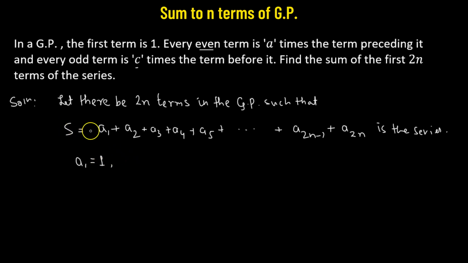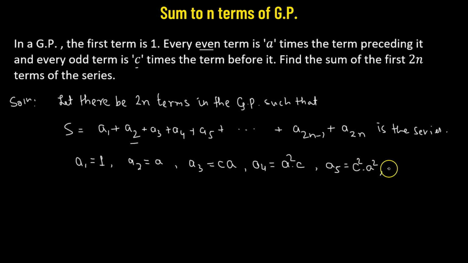Then the second term, which is an even term, a2, equals a times the previous term, a times a1, so that's simply a. Then a3 is an odd term, and the odd term is c times the previous term. The previous term to a3 is a2, so we have c times a. Then a4 is an even term, so this will be a times a3, which becomes a squared times c. Then the fifth term is an odd term, so it equals c times the previous term, so we have c squared times a squared, and so on.